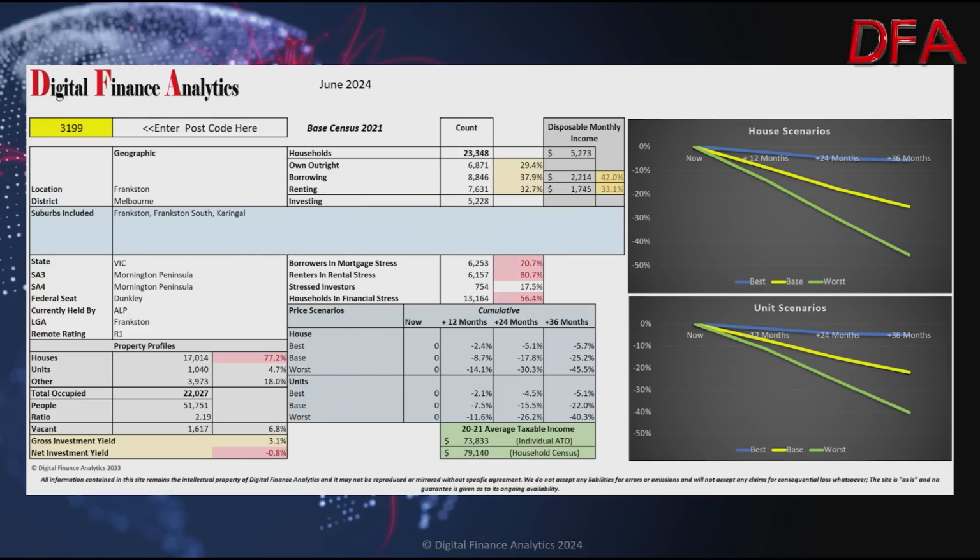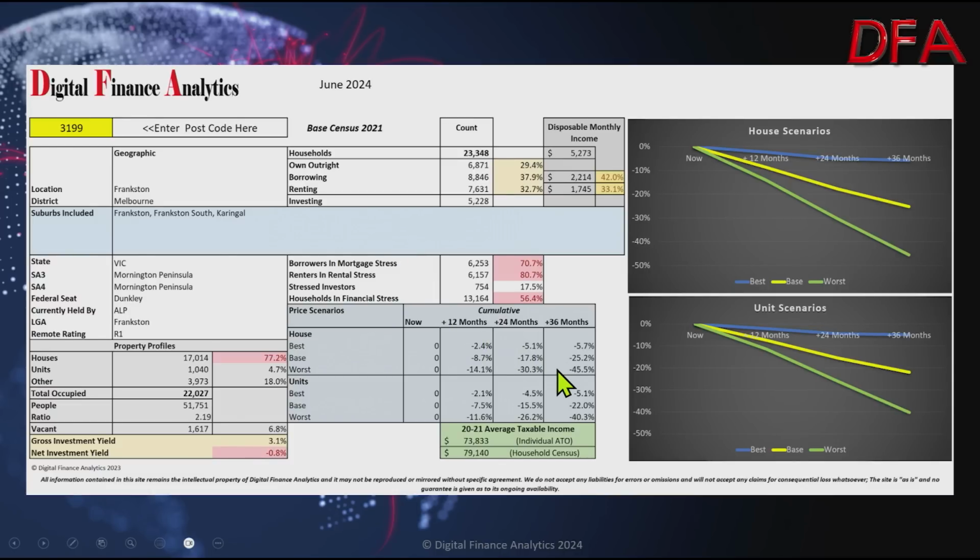I'll make the point, a lot of postcodes in Victoria are underwater from an investment perspective. One reason why many investors are selling. Individual taxable from the ATO, 73,000, from the census, 79,000, giving a disposal monthly around 5,200, with 42%, 2,214 going on a typical mortgage, and 33% going on the rent. That's 1,745.